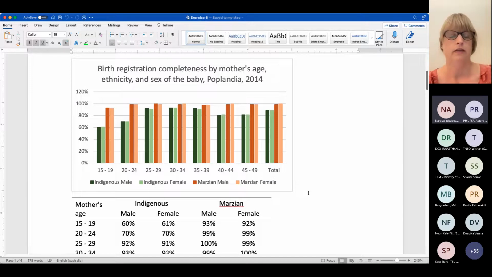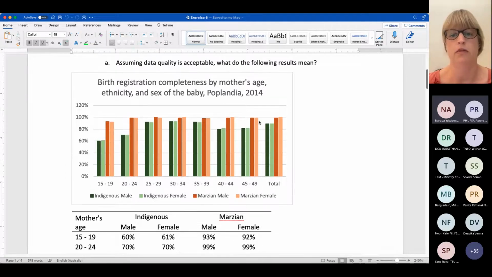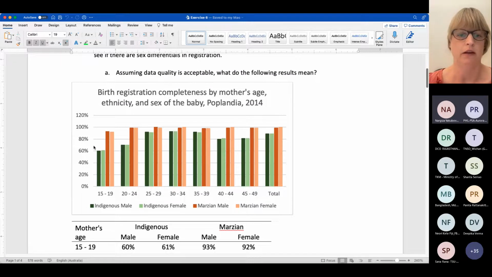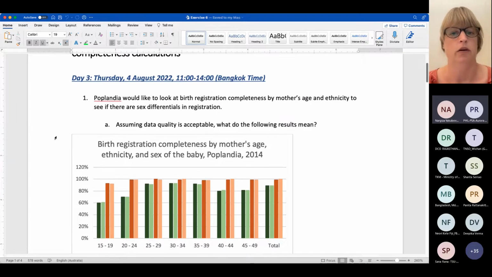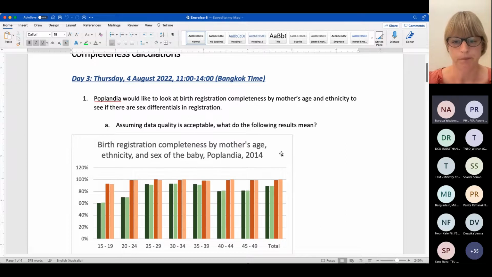So given this data, I would say there's actually no sex differential going on, which is good. That's not something that we have to worry about. What we would want to focus on then are the disparities between the ethnicities and also between mothers' age groups, which a lot of you mentioned in the sticky notes. So I think we're all on the same page here.